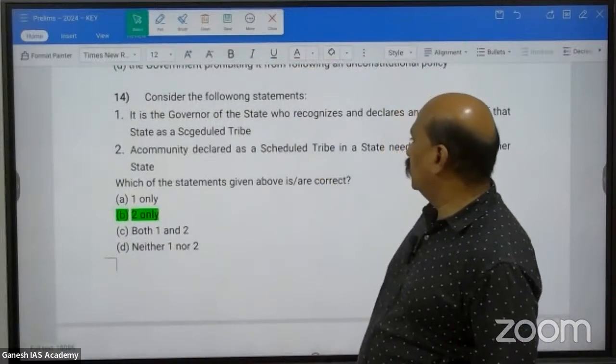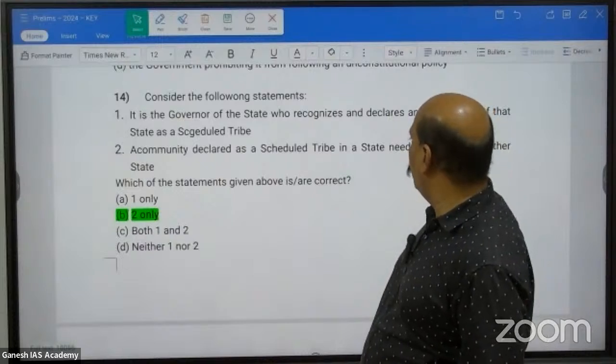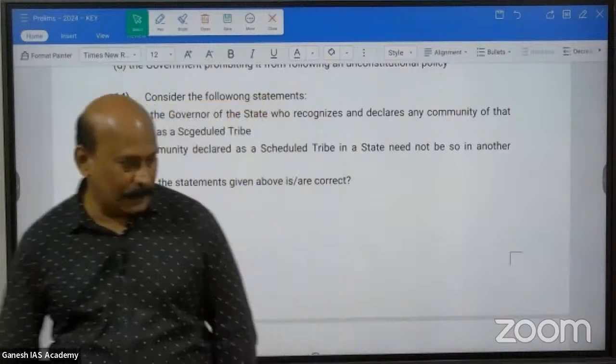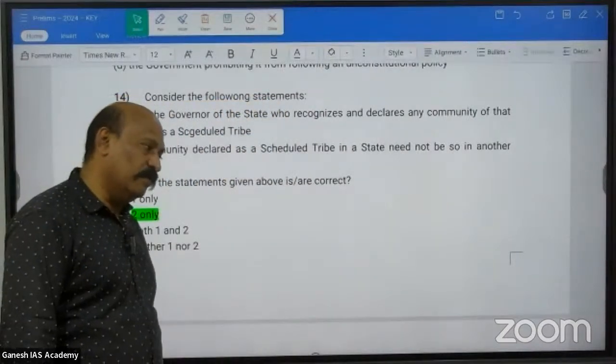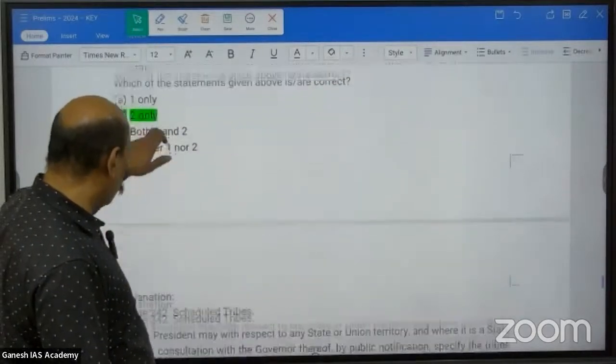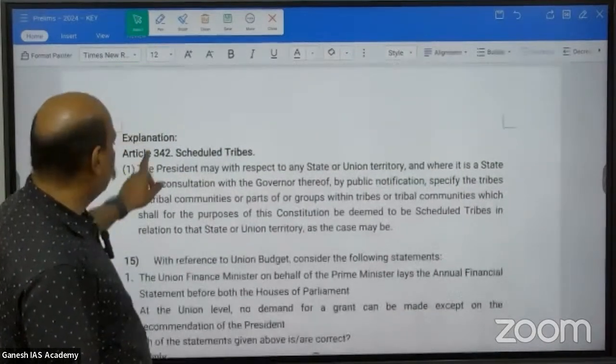Then the next question. It is the governor of a state who recognizes and declares any community of the state as a scheduled tribe. It is wrong because it is the power of the president. Article 341 and 342. Here, Article 342 defines scheduled tribes.